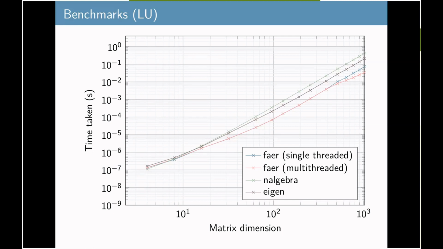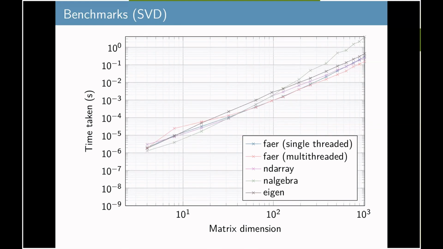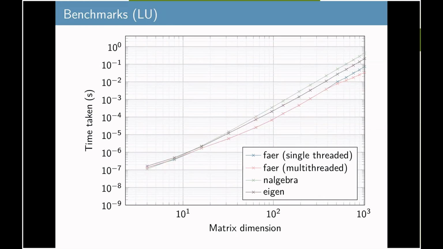I can't show the benchmarks for all the algorithms in the library since there's too many, but they are on the website if you want to take a look. So the algorithms for the LU, the Cholesky, and the SVD look roughly the same. For small matrices, you have nalgebra, which is very competitive for small matrices. And then as the matrix size grows, you start to benefit more and more from the blocking and the parallelization.